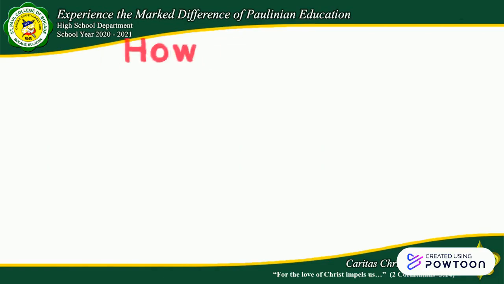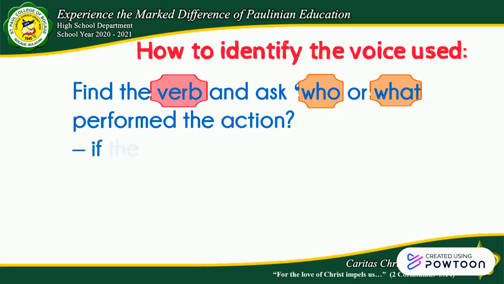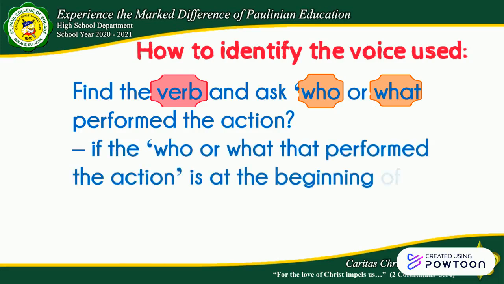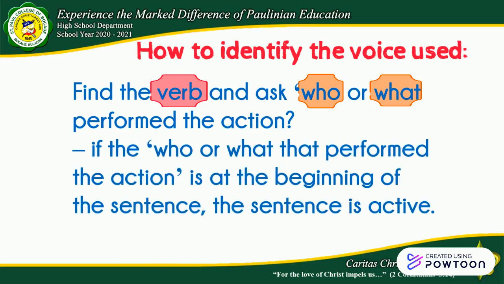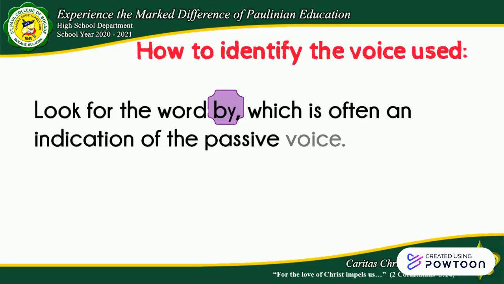How to identify the voice used? Find the verb and ask who or what performed the action. If the who or what that performed the action is at the beginning of the sentence, it is active. Look for the word by, which is often an indication of the passive voice.